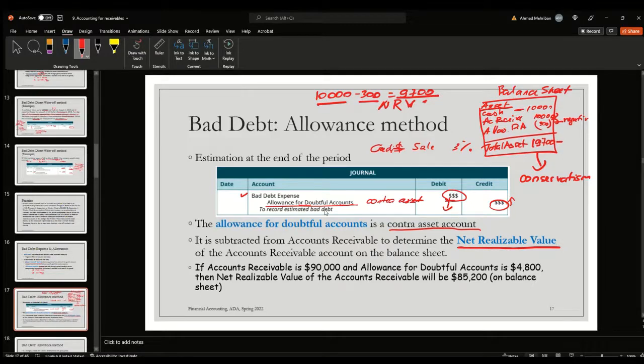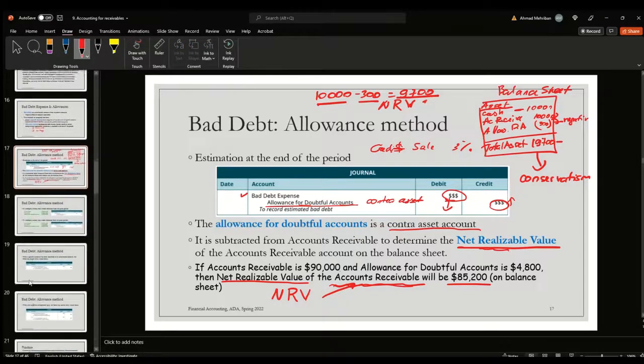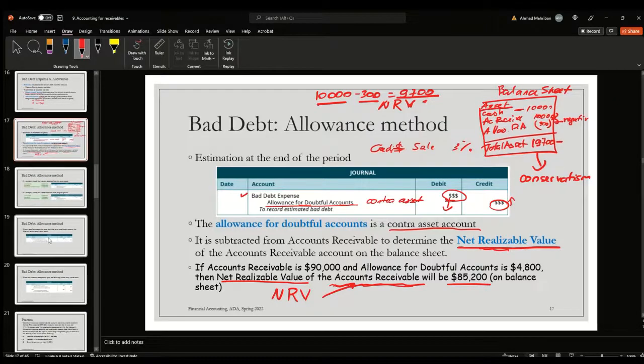So what we have here is, if accounts receivable is 90,000 and allowance for doubtful accounts is 4,800, your net realizable value will be 85,200. Net realizable value of specifically the receivable account, because net realizable value in different contexts will start appearing here and there, but in this context we're talking about accounts receivable. So the NRV of accounts receivable is 85,200 on the balance sheet. I hope that's quite clear, but let's look at an example.